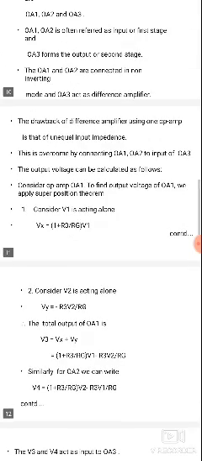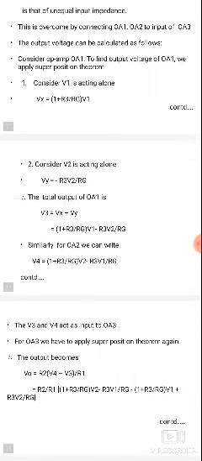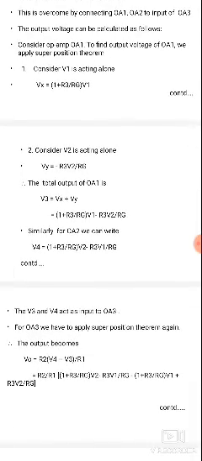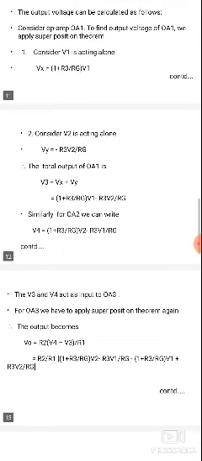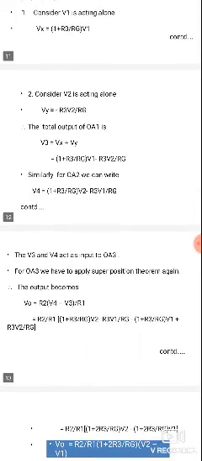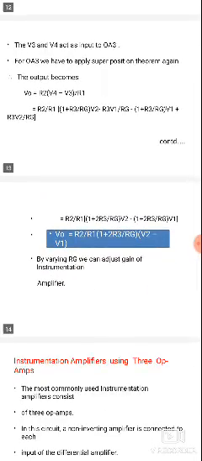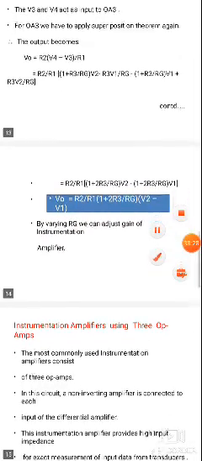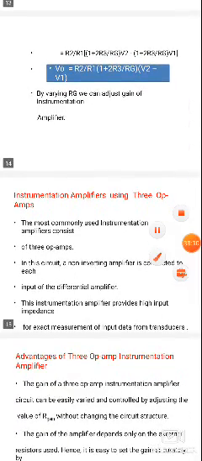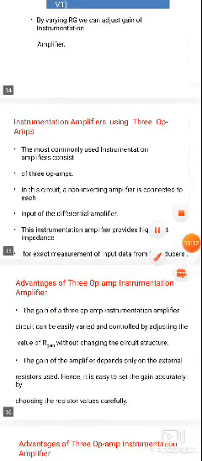Then we can find that V3 is nothing but Vx plus Vy, where Vx consists of the output due to V1 and Vy is the output due to V2. Next, V4 is the output of OA2. V4 can also be written as (1 plus R3 by Rg) V2 minus (R3 by Rg) V1. Then we can substitute the equations, and finally we get the output value V0 equal to R2 by R1 into (1 plus 2R3 by Rg) into (V2 minus V1).